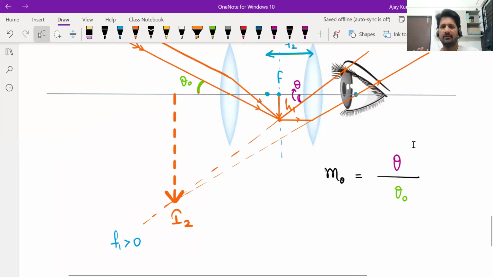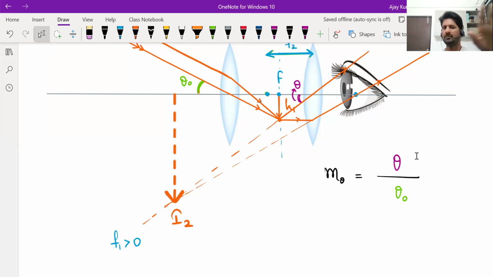Okay, final angle divided by initial angle or the original angle. So now from this diagram, we need to derive this ratio, theta divided by theta naught. For our clarity, we have shown significantly large angles here. The angles almost seem to be like 30 degrees, 45 degrees. But in actual case, they won't be that large.